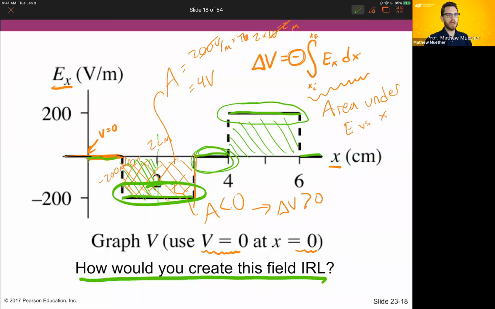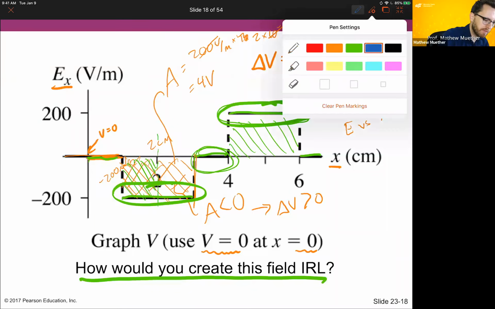So how many capacitors would I need to create this kind of electric field? Well, where is the field uniform in a capacitor? Between the capacitor plates, right? So how many regions of uniform electric field do I have here? I have 2 regions of uniform electric field. Remember, everywhere outside of the capacitor in an ideal case, the field is 0. Nathan is saying we need 2 different capacitors. What would they have to look like?